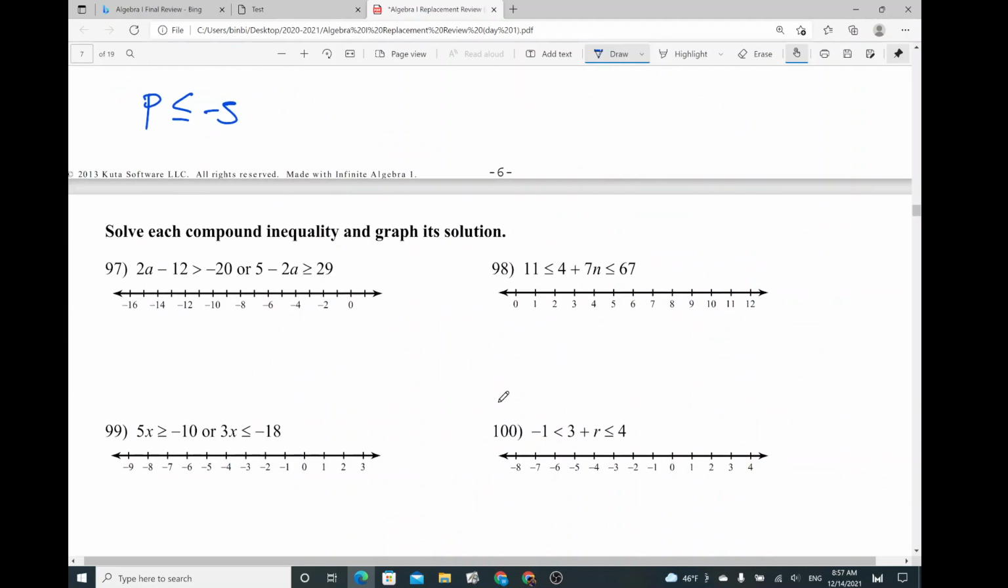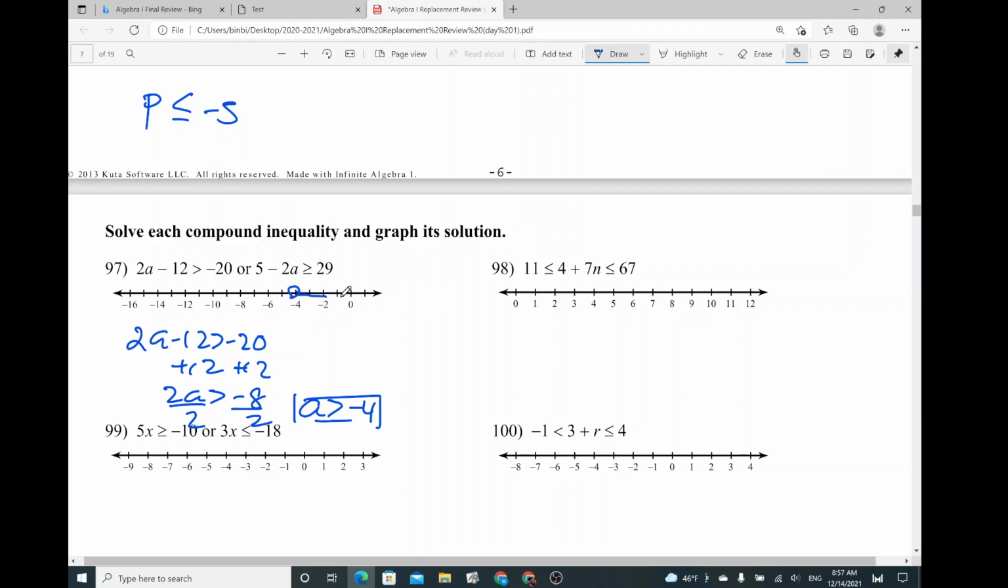And what about the way that you deal with the compound inequality? Let's do the one with the or and the one with the and. So for the or, you just want to solve for the inequality separately. Like 2a minus 12 is greater than negative 20. Add 12 both sides. So we got 2a is greater than negative 8, because negative 20 plus 12, divided by 2. So we got a is greater than negative 4. So a is greater than negative 4, so that means it's going to be going this way.